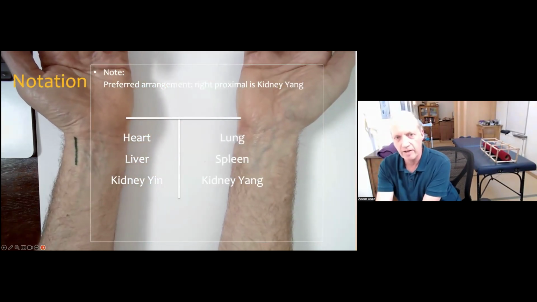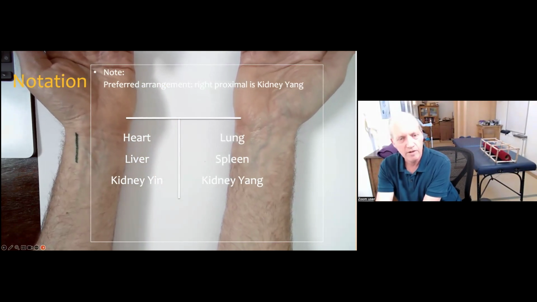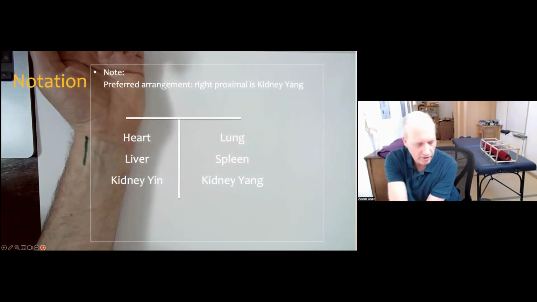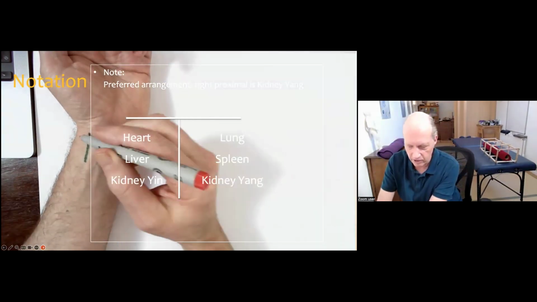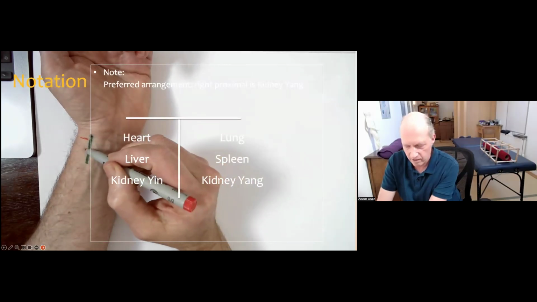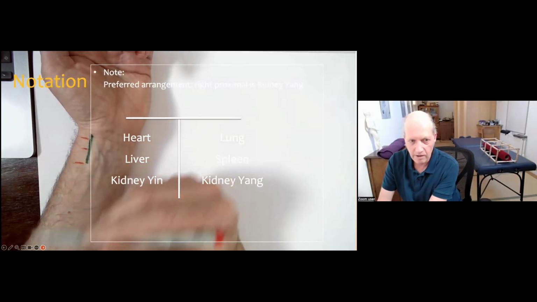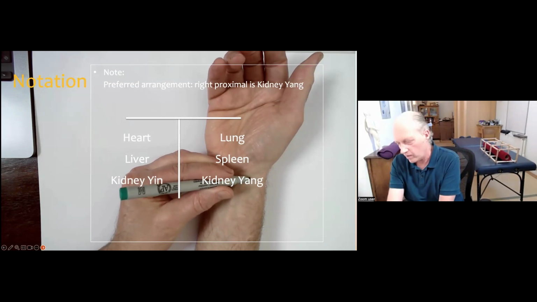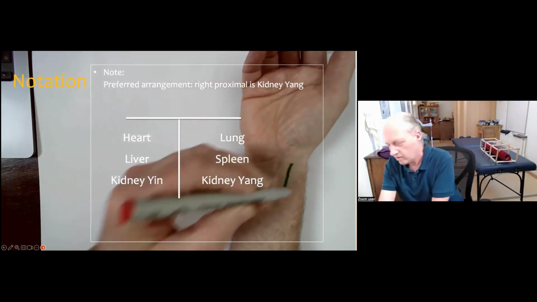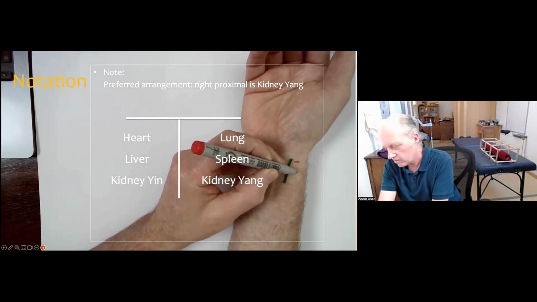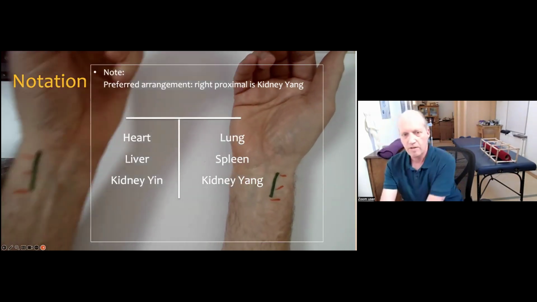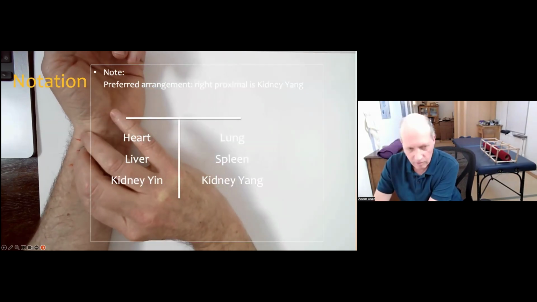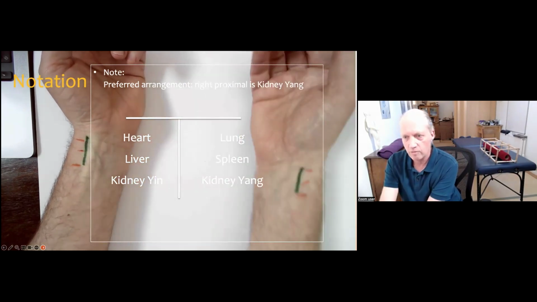So just in case you get lost thinking, what am I really feeling? You are feeling the artery, let's say this left artery. You're starting on heart, and then there's liver, and kidney yin. So that's really what's going on there. And on the other side, you have lung, spleen, and kidney yang. So this is the actual artery, and it's about that big. How I drew it. So pretty small.